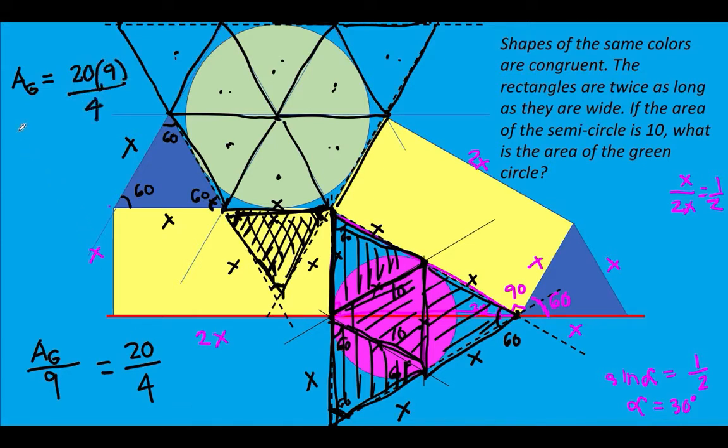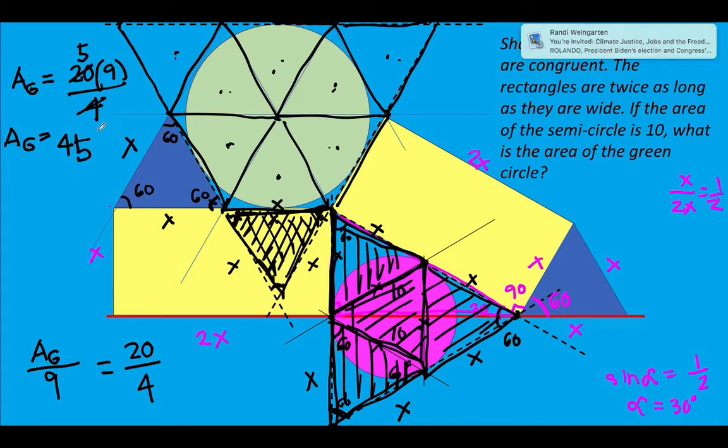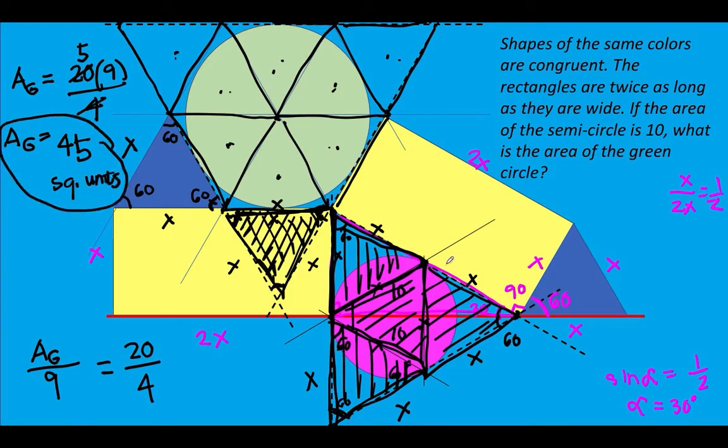And solving now for A sub g, we have 20 divided by 4 is 5. 5 times 9 is 45 square units. So A sub g is equal to 45 square units. So this is how we solve this challenging geometry problem.